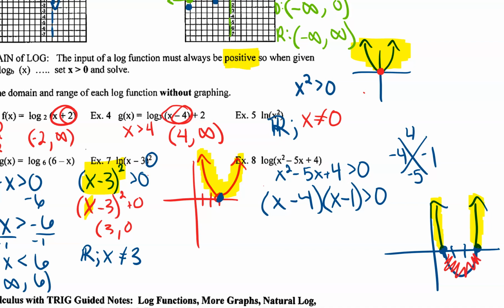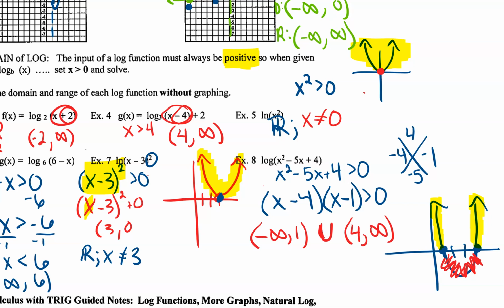We are not allowed to have negative logs. So this part that I crossed out down here is no good. The only parts that are acceptable are to the left of 1 and to the right of 4. So to the left of 1 is from -infinity to 1. And then to the right of 4 is from 4 to infinity. So that is an acceptable domain. That's the domain. We put a little symbol. This is the union symbol. So it's from -infinity to 1 is acceptable, and then from 4 to infinity is acceptable.